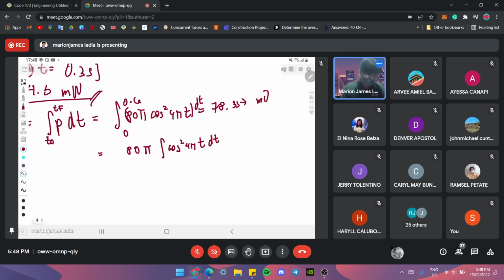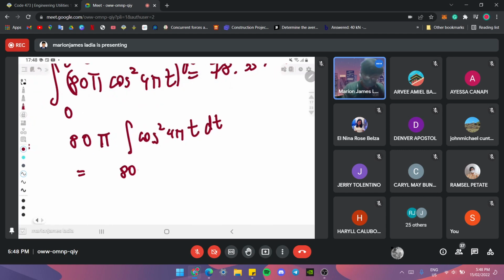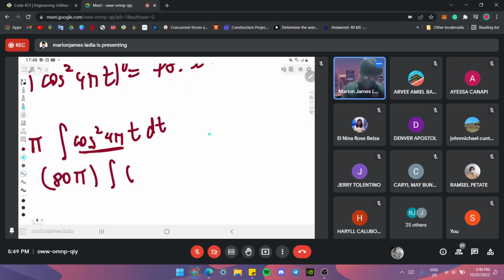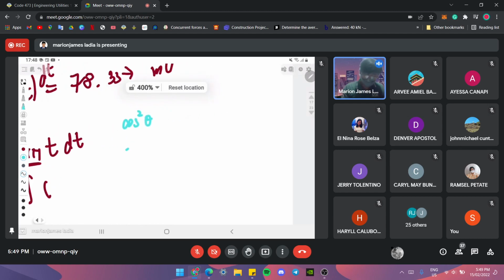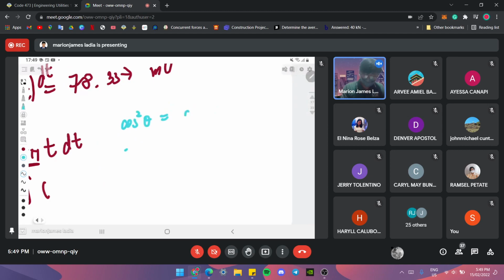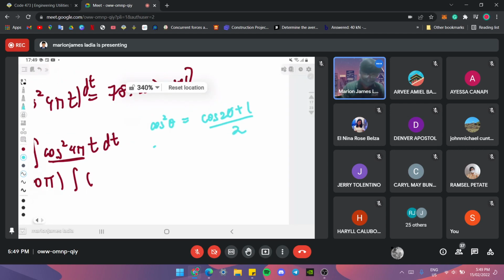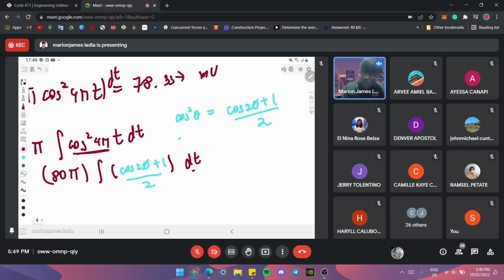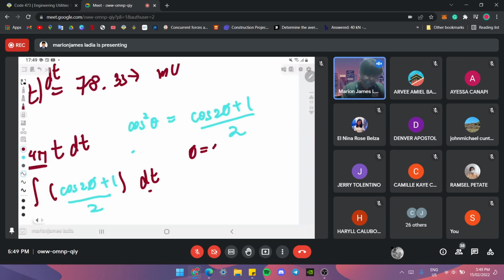So, dt. Okay? So, from here, I will have a value equal to 80 pi multiplied by yung integral nito. So, integral of cosine squared 4 pi t. So, take note that this cosine squared theta can be rewritten as cosine 2 theta plus 1 all over 2. Okay? So, tama ba? Paki-check na lang kung tama. So, dinerive ko yan kaninang umaga. Okay? So, we have the integral of cosine 2 theta plus 1 all over 2, multiplied by our dt. So, yung theta natin dito is equal to 4 pi t, of course, di ba?